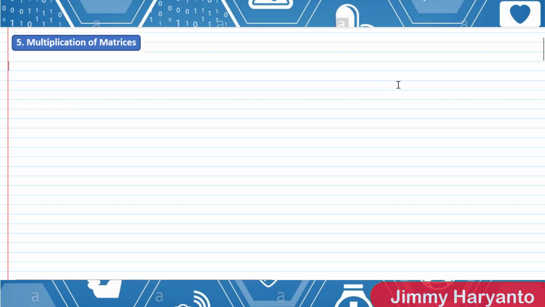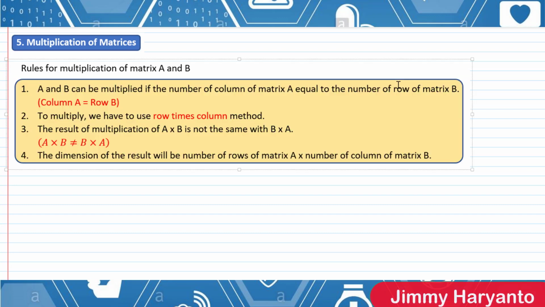Okay, so the next section of our chapter will be multiplication of matrices, which is number 5. So we have rules for the multiplication of matrix A times B. A and B can be multiplied if the number of columns of matrix A is equal to the number of rows of matrix B. So the rule is column A has to be equal to row B. If the columns of A equal the rows of B, they can be multiplied. If not, we cannot do multiplication.